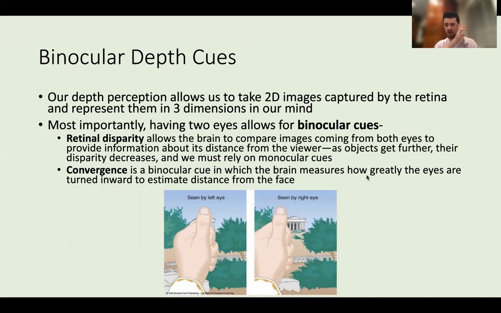And then convergence is the other binocular cue, and the brain measures how greatly the eyes are turned inward to estimate the distance from the face. So it's basically just the actual physical angle of your eyes. If your eyes are strained and turned inward more, like you're becoming cross-eyed, your brain is going to register that as you looking at something that is extremely close to your face. And the closer your eyes get to a straight-out 90-degree angle, that's a binocular cue that will let your brain know that it is farther out in the field of vision.